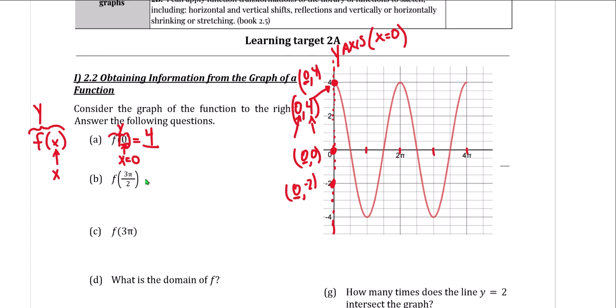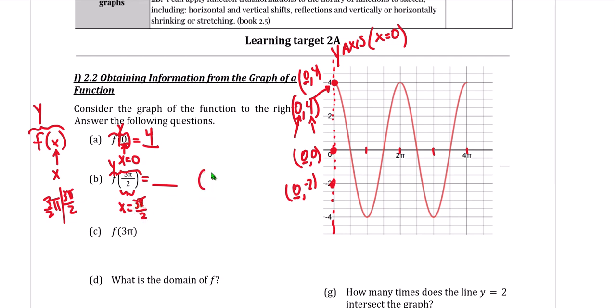That is example A. In example B here, we are asked what f of 3/2 pi is, or 3 pi over 2. 3/2 pi and 3 pi over 2 are exactly the same thing. So example B is very similar to example A. Once again, we are given an x value. The value in parentheses is always an x value. That x value is 3 pi over 2, and we are being asked what the value of f of 3 pi over 2 is. Remember that that is a y value. So we are just being asked for the y value when x equals 3 pi over 2.